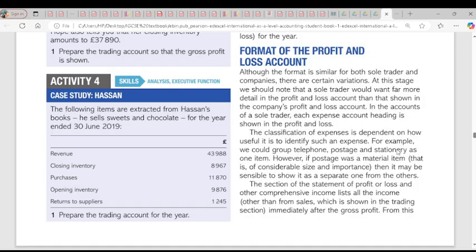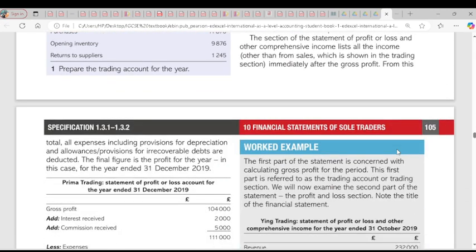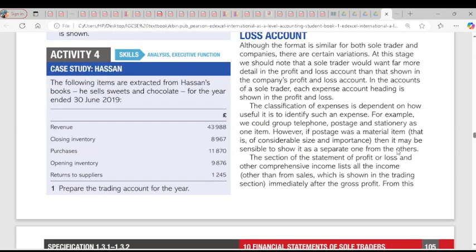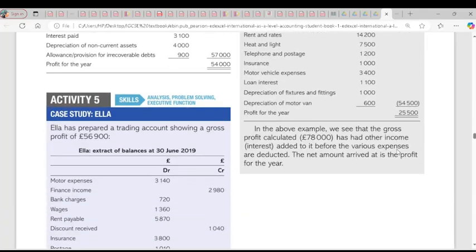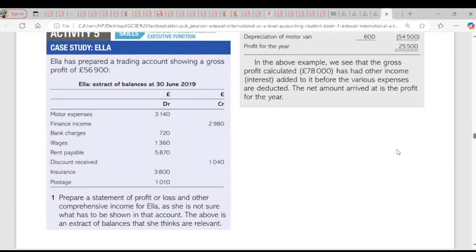Then we have activity 5. Ella has prepared a trading account showing a gross profit of 56,900. We have the extract of balances. We have motor expenses, finance income, bank charges, wages, rent payable, discount received, insurance, and postage. So we are told to prepare a statement of profit or loss and other comprehensive income for Ella. So the gross profit is 56,900. We put it there. Then you add interest received from the finance income. Finance income is the interest received.